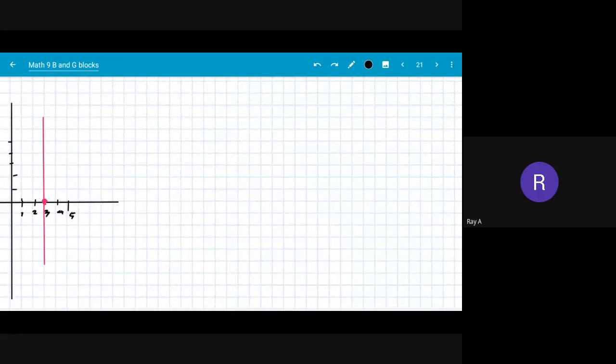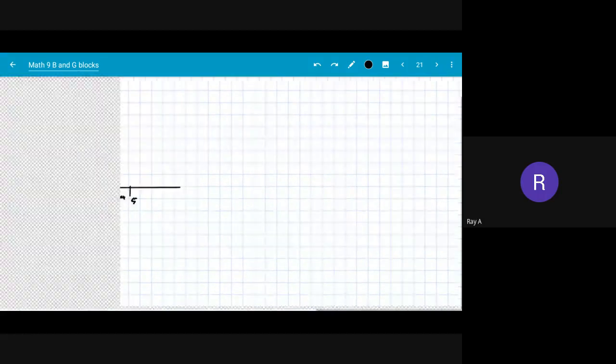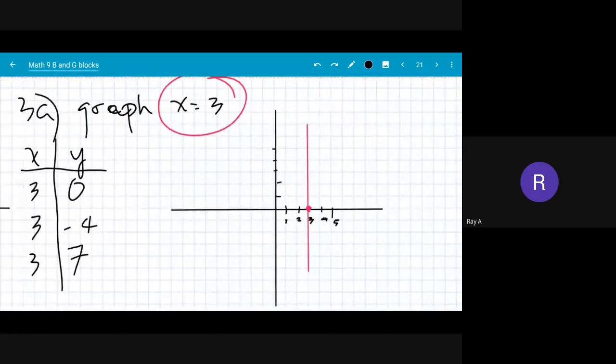I'm going to be doing letter B. All right, let's just use the same one. Okay, letter B. The graph is going to be y equals 3. Okay, I'm going to be using blue for this. So as you can see, there is no x, it's just the y.